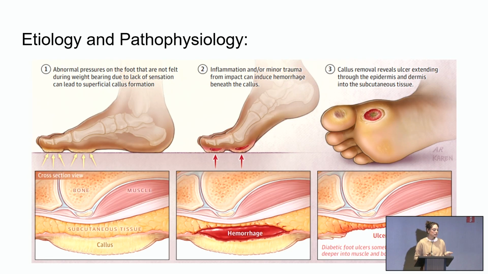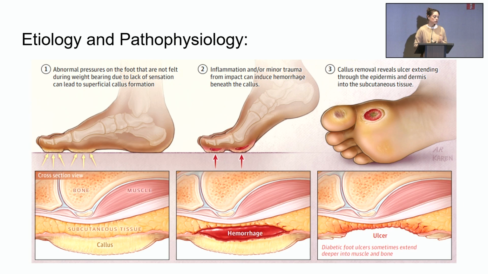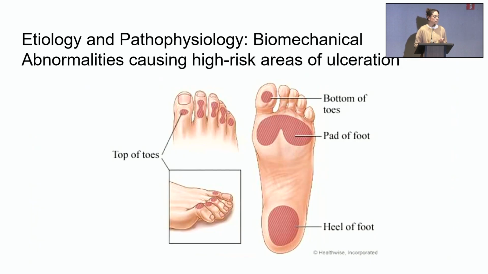A little bit about the etiology and pathophysiology of diabetic foot ulcers. So we have abnormal pressures on the feet. This causes chronic inflammation. Of course, these patients are neuropathic, and so they don't always feel that these things are going on. They build up callus tissue, and then calluses break down and form ulcerations. Biomechanical abnormalities cause high-risk areas of ulceration.